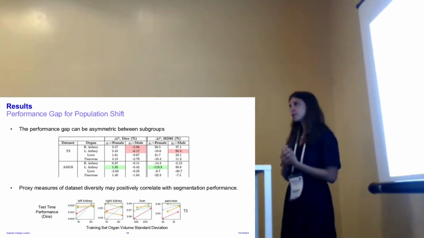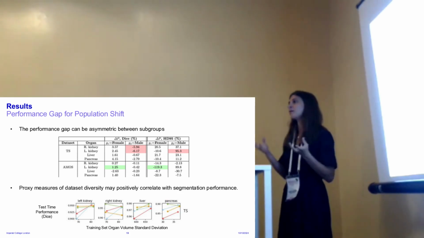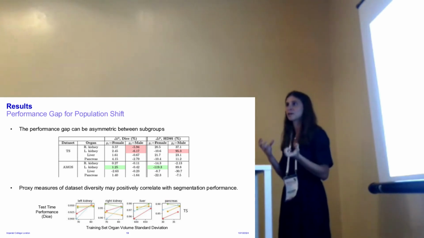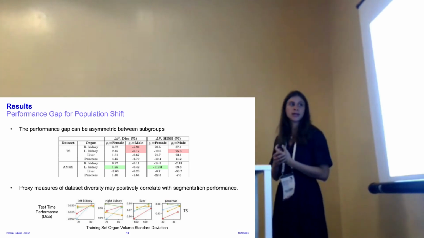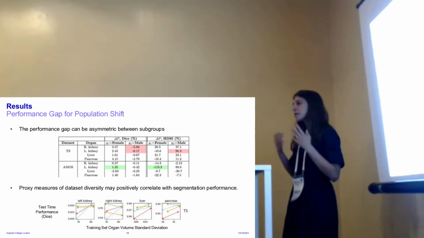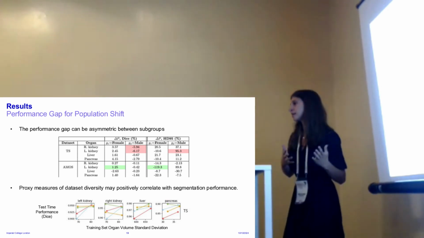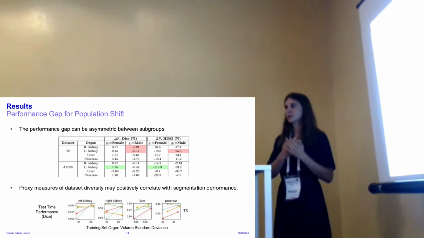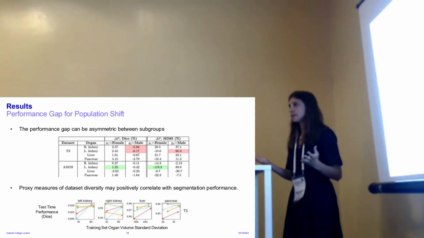We also saw a lot of asymmetry between subgroups. Some complementary subgroups, where one would have a performance gap and the other wouldn't. We were trying to figure out what might be a better explanation of the performance gaps we have seen than just the demographic labels assigned to the groups. And the idea of data set diversity came up.